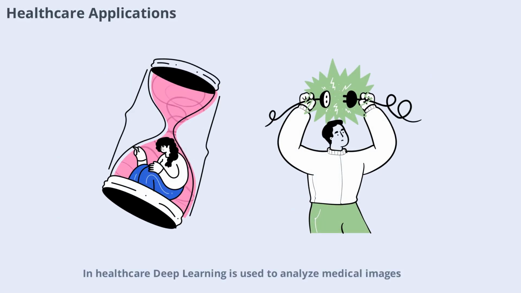In healthcare, deep learning is used to analyze medical images, predict patient outcomes, and assist in diagnosis. By learning from vast datasets, these models help doctors make better decisions, improving patient care and saving lives. The impact of deep learning in healthcare is profound and growing rapidly.